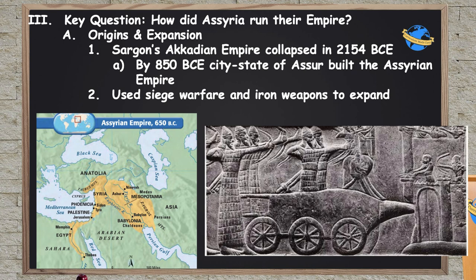So by 650 BCE, the Assyrians have conquered all of Mesopotamia. They moved here into Syria. They've got this area known as Palestine, where Jerusalem, modern-day Israel is. Egypt is falling partly under their control. Some parts of Anatolia are under their control. And they're able to do this because of the use of siege warfare and iron weapons.